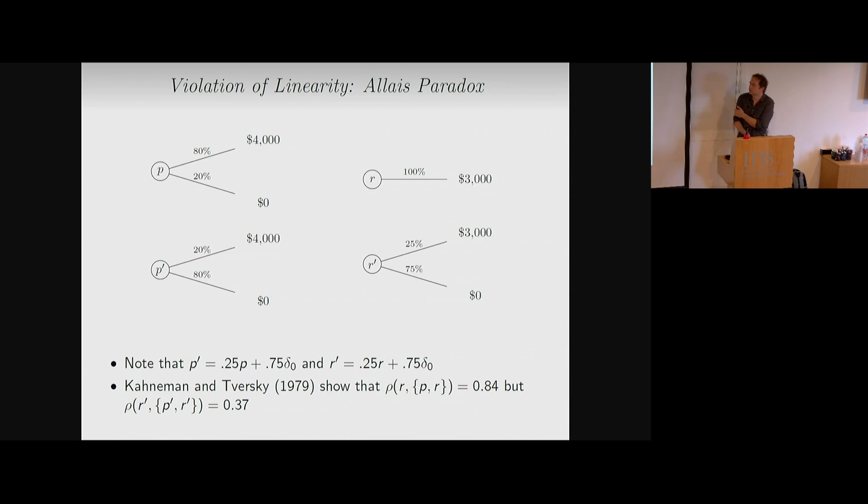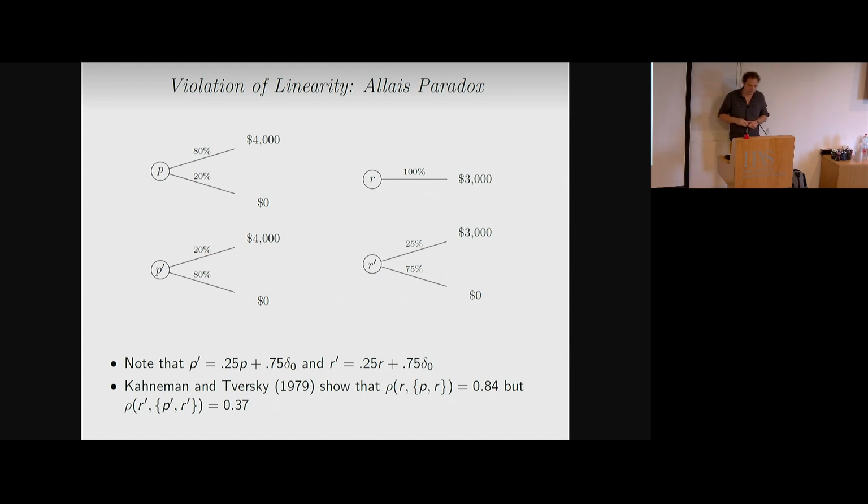So here is something that doesn't satisfy this axiom. This is the Allais paradox, or actually an easy version of it, called the common ratio paradox of Kahneman and Tversky. So I have two lotteries, P and R. That's one menu, and I ask you to choose between P and R. P gives $4,000 with probability 80%, and 0 otherwise. R gives $3,000 for sure.